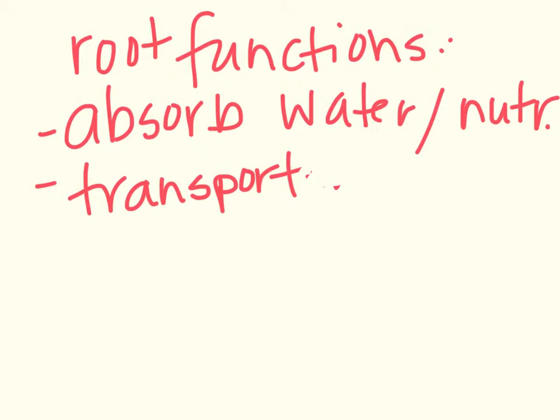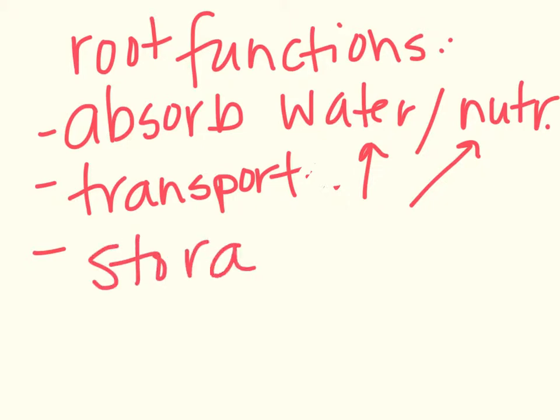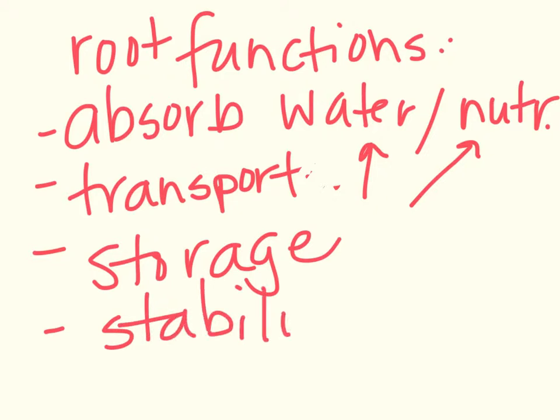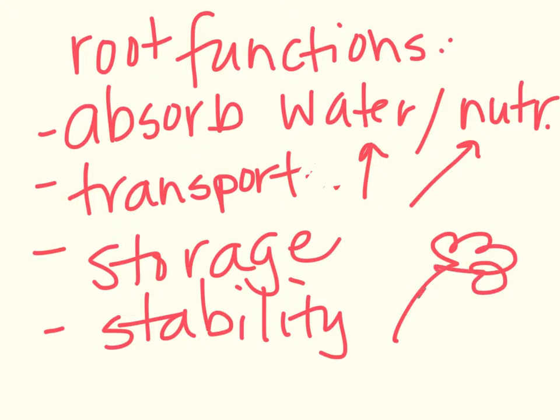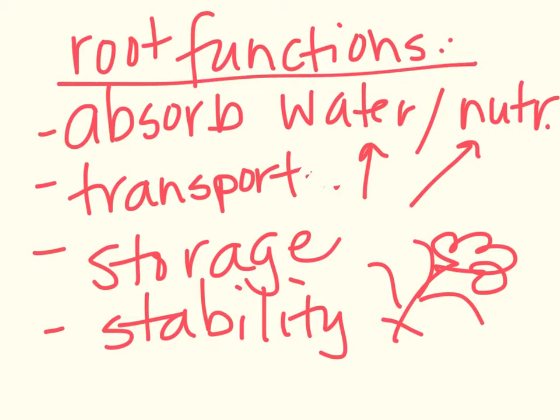So to transport the water and the nutrients. Then what if it doesn't need that water yet? So it's going to store the water and nutrients. And then stability, so that every time there's a strong wind, all of those flowers don't go flying off into the wind. So root functions, that's a pretty easy one.